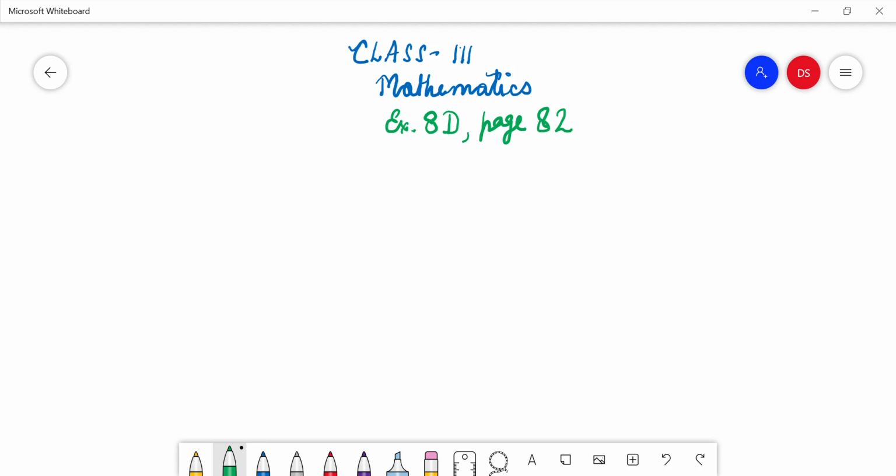Today we will do exercise 8D, divide the sums. Children, in this exercise, all the sums are of 4-digit numbers. The exercise which we did yesterday, there we learnt the division of 3-digit numbers. Here in this class, we will learn how to solve 4-digit numbers. Let's start exercise 8D.